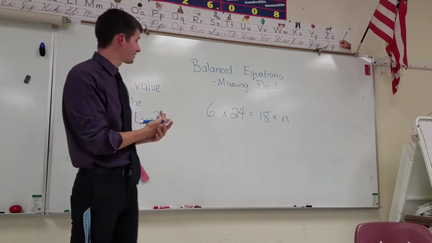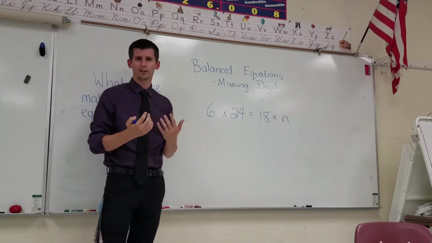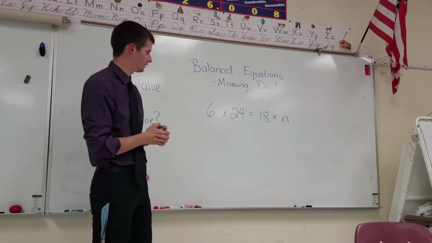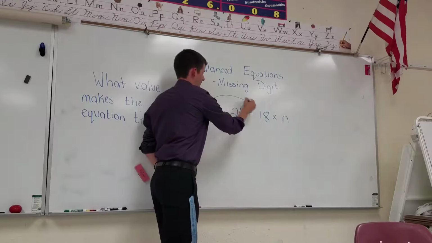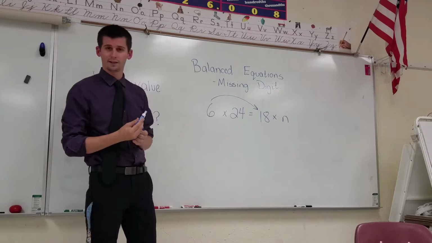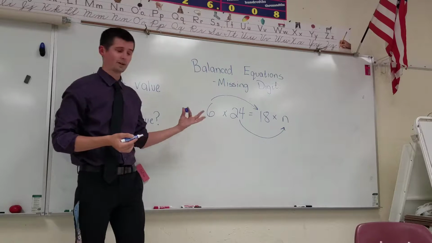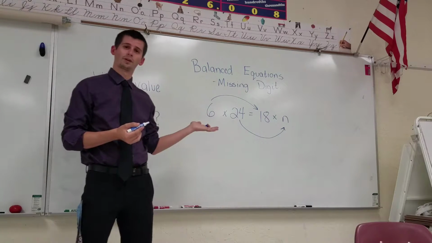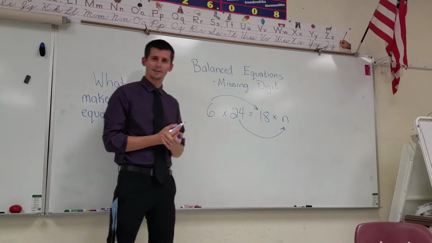So this is very similar to the last one where we're balancing equations, or we're doing comparative rational thinking, is what it's officially called. And that's what we were doing when we were cloud writing. So I'm going to connect my two factors. I have 6 and 18. And I'm going to connect my second two factors, which is 24 and an unknown factor, which we're going to call n.